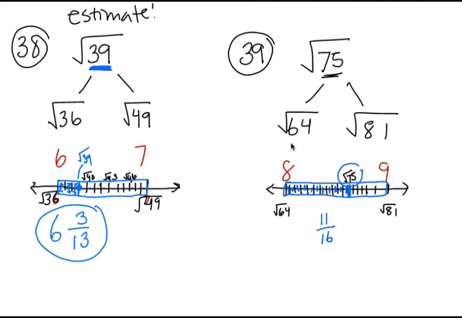Another way to look at this is if I subtract these two numbers, I get 16. That gives me the distance between. And 75 is 11 away from 64. Now my answer is not 11/16 because remember my number is between 8 and 9. So I have 8 and 11/16. It wouldn't be 9 because I'm not quite to 9, right? I'm in between 8 and 9. So 8 and 11/16 is my estimate.